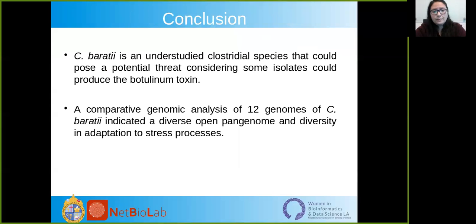Finally, we conclude that Clostridium baratii is an understudied Clostridium species that could pose a potential threat, considering some isolates could produce the botulism toxins. A comparative genomic analysis of 12 genomes of Clostridium baratii indicates a diverse open pangenome and diversity in adaptation to stress processes.